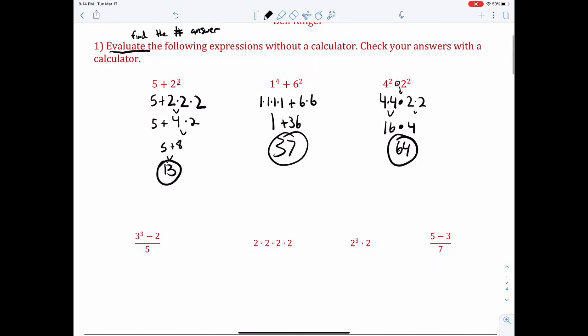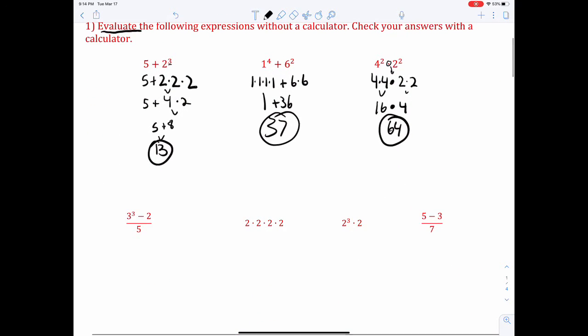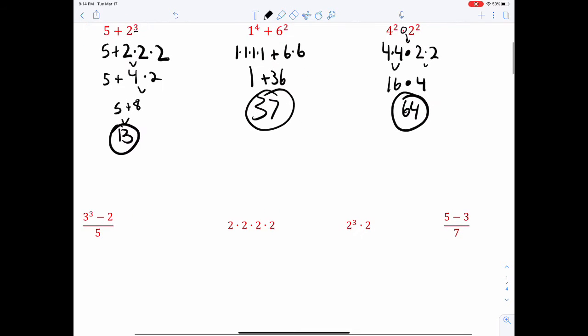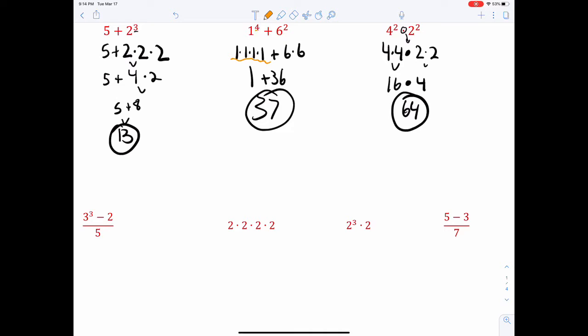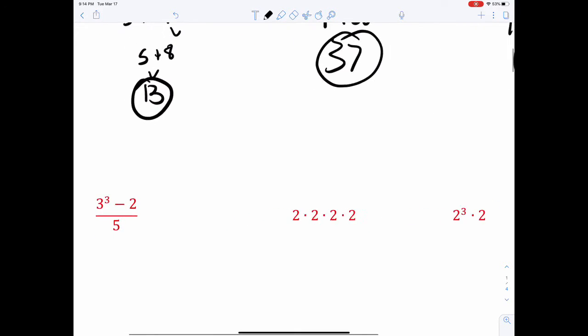Again, it's definitely important to try these without a calculator and then check with a calculator, because we have to understand these rules of exponents. We'll be learning 2 more today, but we have to know that 1 to the 4th means multiply 1 by itself 4 times. It's always going to mean that.